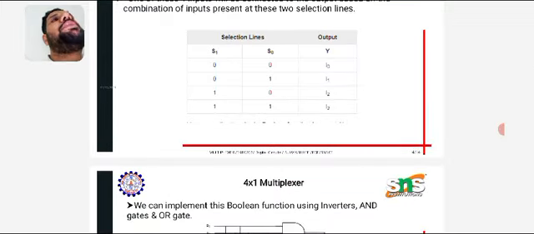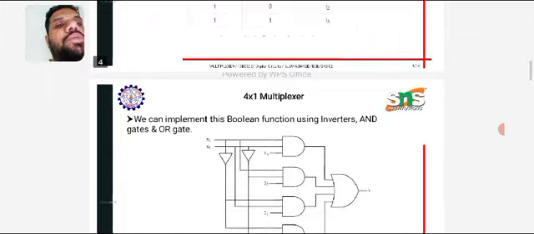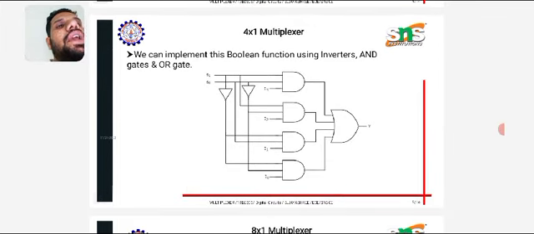So it depends. If n number of people can call at the same time to a particular person, the number of inputs and selection lines will decide which input should be given to the output. We can also implement the above logic diagram and truth table with a Boolean function using inverters, AND gates and OR gates.